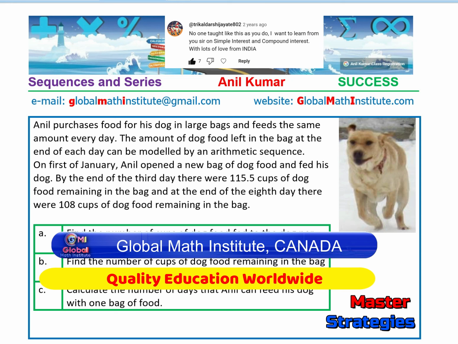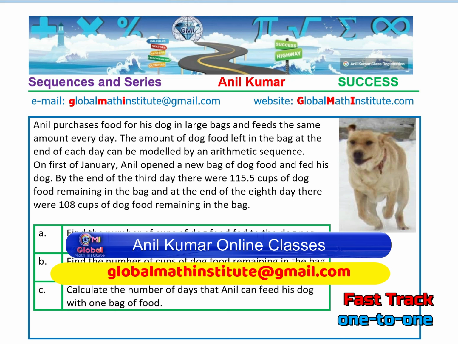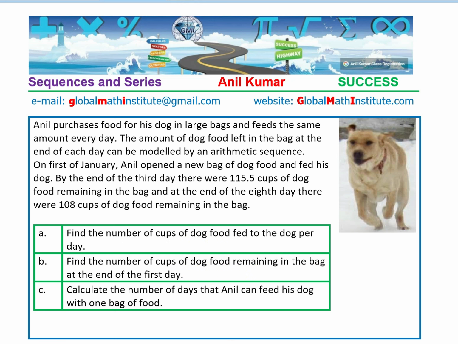The problem here is Anil purchases food for his dog in large bags and feeds the same amount every day. The amount of dog food left in the bag at the end of each day can be modeled by an arithmetic sequence. On 1st of January, Anil opened a new bag of dog food and fed his dog. By the end of the third day, there were 115.5 cups of dog food remaining in the bag, and at the end of the eighth day, there were 108 cups of dog food remaining in the bag.